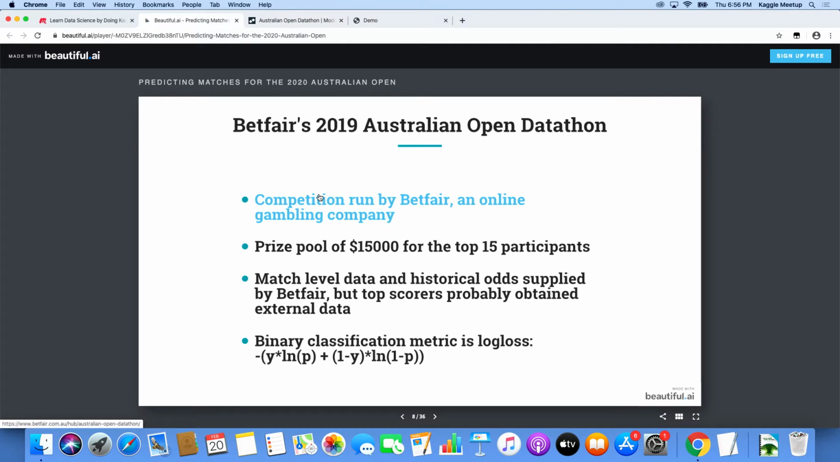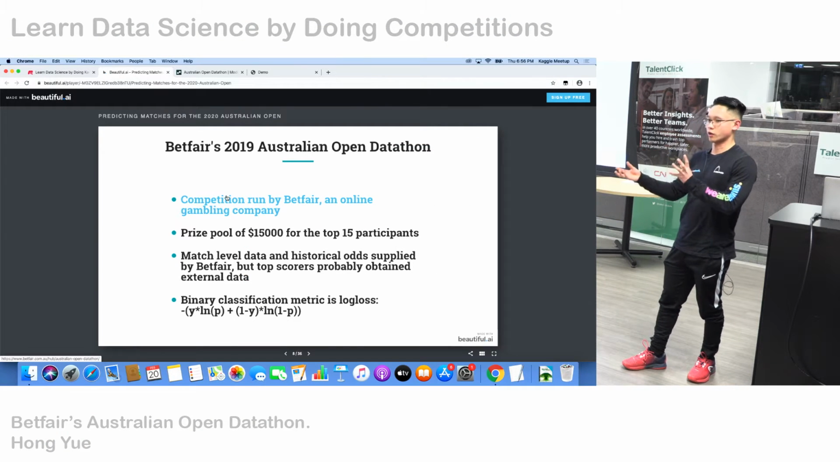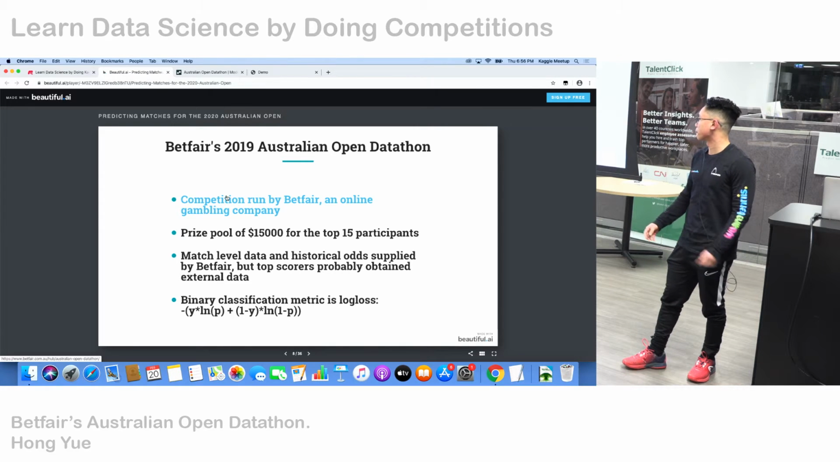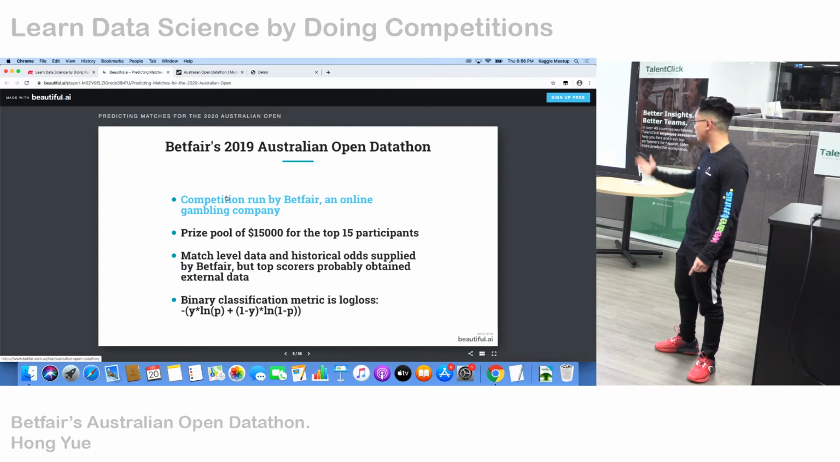Okay, so this is a binary classification task. You're going to be given the names of two players, and you want to predict whether or not player one wins. The metric that they use for this is log loss, which I think is quite appropriate because it's closely related to the log odds ratio. I assume that most of you have seen this before. Is that right? No? Okay, well, it's a binary classification metric.